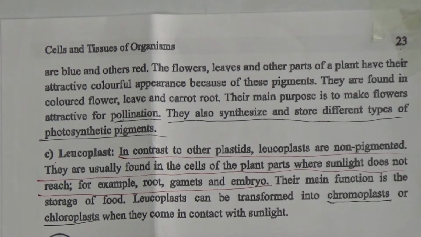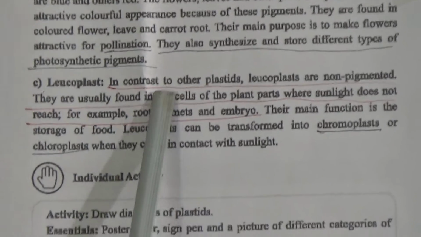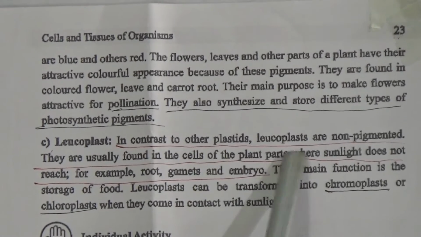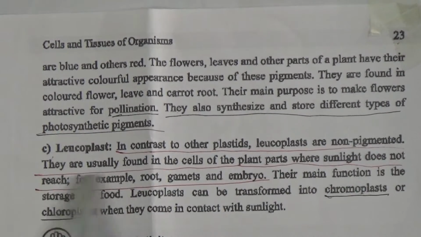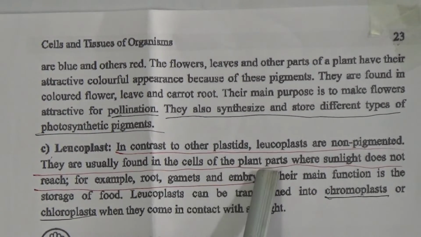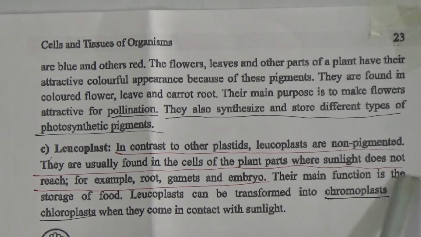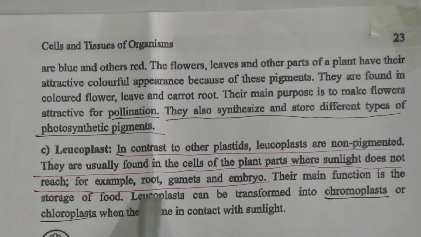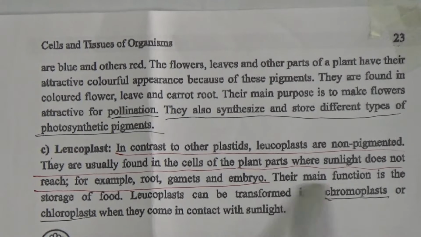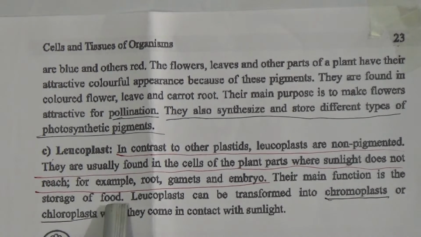Now leucoplast. It contrasts to other plastids. Leucoplasts are not pigmented. They are usually found in the cells of the plant parts where sunlight does not reach, for example, root, gametes and embryo. Their main function is the storage of food.